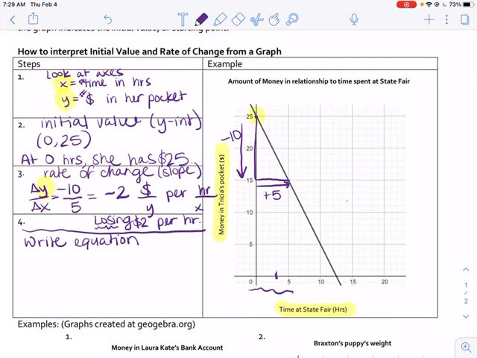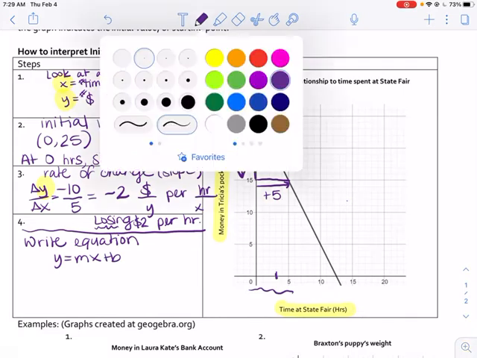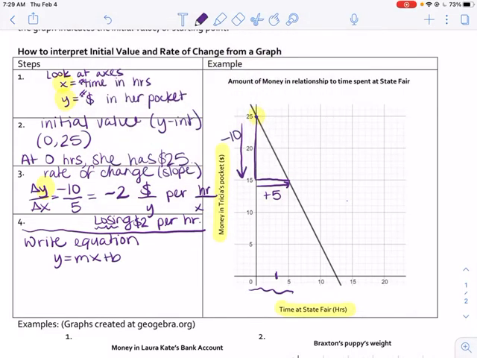So our equation will be y equals mx plus b, and we're going to put the numbers that we found in for m and b. Our number that we found for m is in step 3, that's -2. So I'm going to put y equals -2x, and then my number that I found for b was 25.